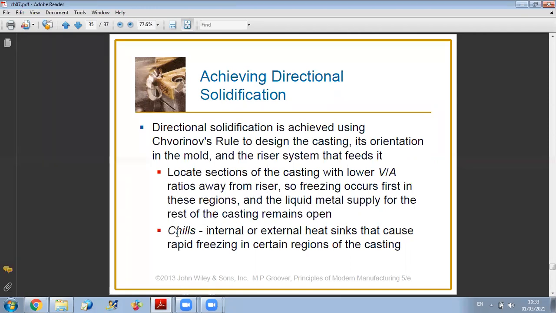Another strategy is to add chills. Chills, as their name indicates, have a cooling purpose. So we will put them in zones that are far from the riser to have faster solidification. They are internal or external heat sinks that cause rapid freezing in certain regions of the casting. So let us consider an example.